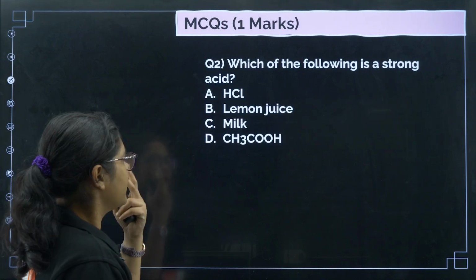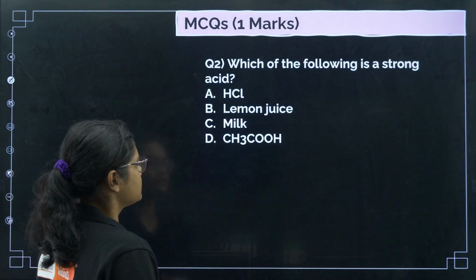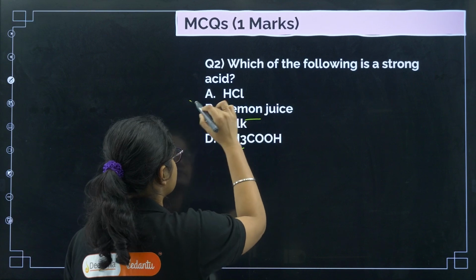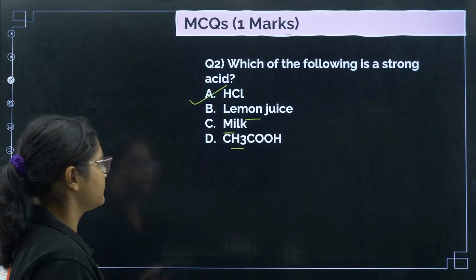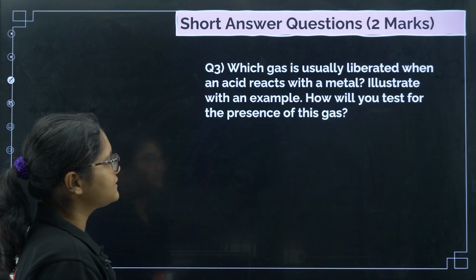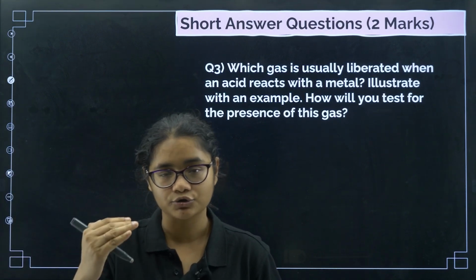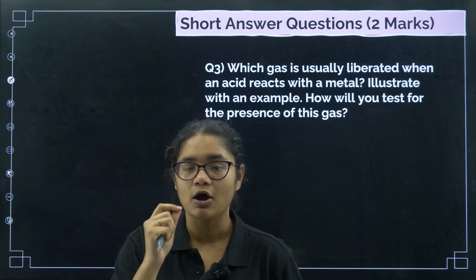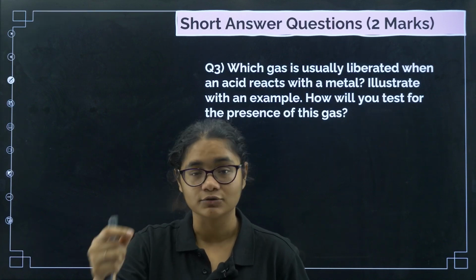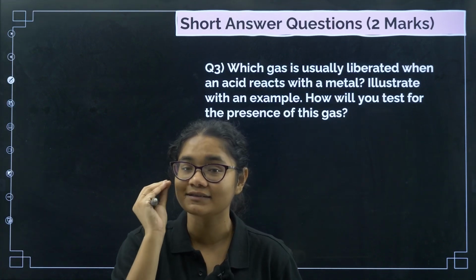Okay. Next, which of the following is a strong acid? So lemon juice, milk, these all are weak acid. HCl is a very strong acid. Okay. Next, we have come to now 2 marker questions. So here I'll tell you exactly what should be your answer framing, like how should you write the answer in the exam so that the teacher cannot reduce even a single mark for you.